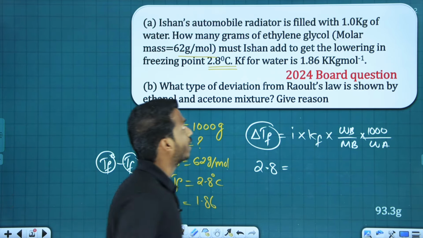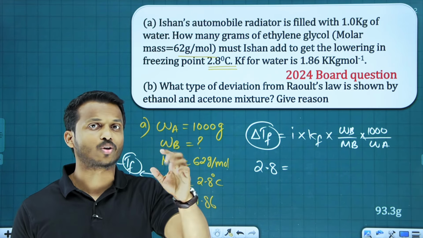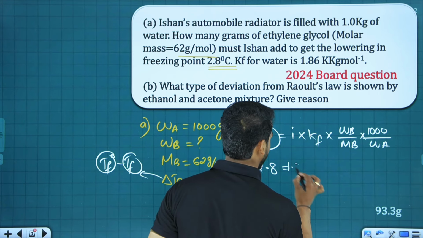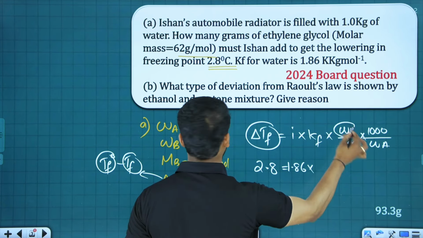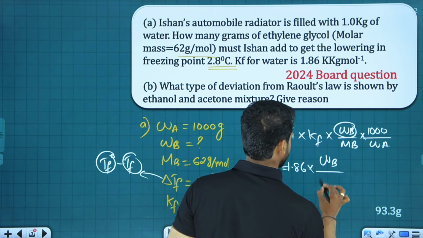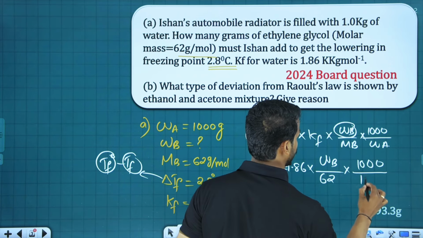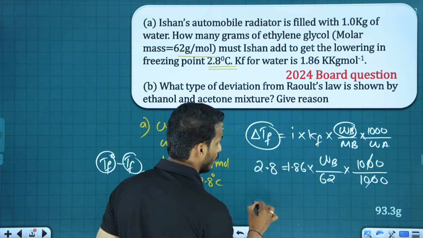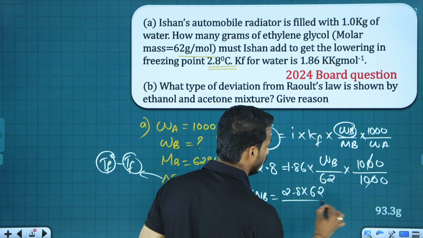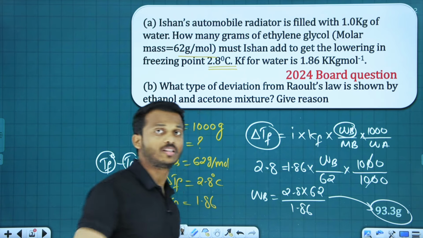So i, the Van't Hoff factor. For ethylene glycol, we studied i value for non-electrolyte is 1. So 1, just leave it. KF is given, 1.86, into WB. What is the weight of solute? That is what we are supposed to calculate. MB is given, 62, into 1000 divided by WA, the weight of solvent, that is also 1000. So WB is equal to 2.8 into 62 divided by 1.86. Around you will get 93.3 gram.